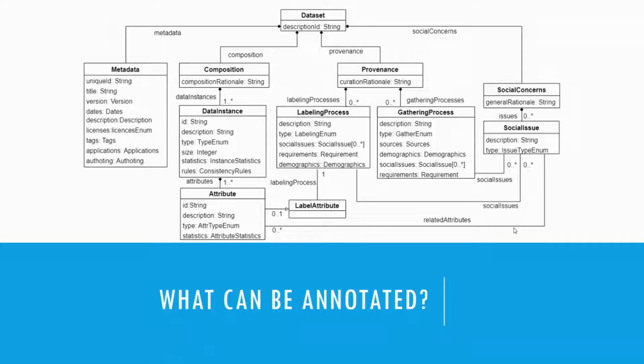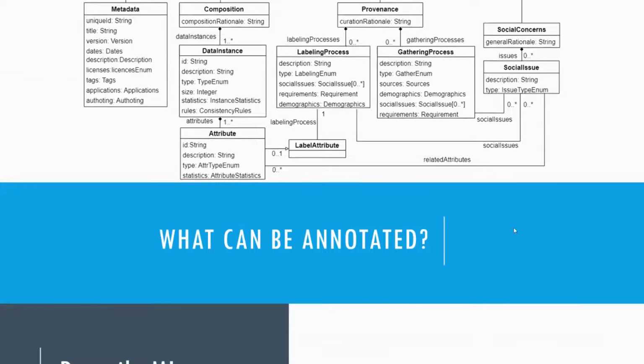And provenance, conceptually, is all the process that has happened to create this data set. We are talking about the gathering process, the labeling process, also the pre-processes, screening the data or sampling the data. And all these processes are related with social issues. For instance, if a gathering process only happens in one country, there could be a geographical bias. That's an example of how this can be related.